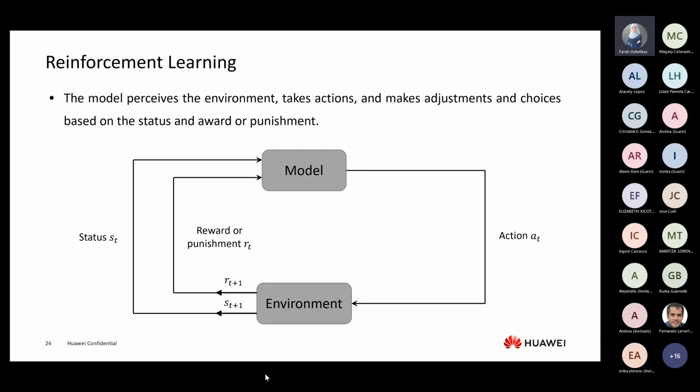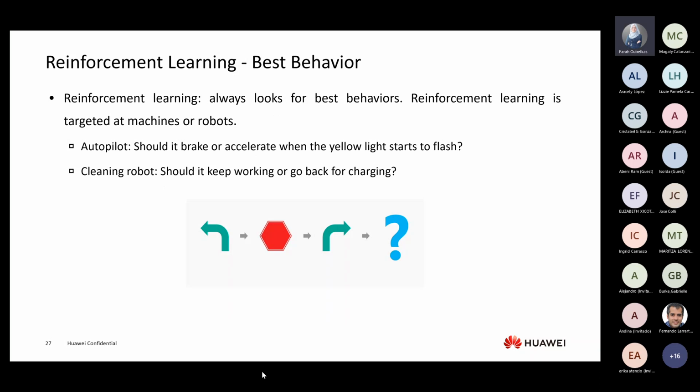This is reinforcement learning. Reinforcement learning looks for the best behavior, as they said. So we always look for best behaviors, and we're trying to base our decisions on the feedback we're getting.